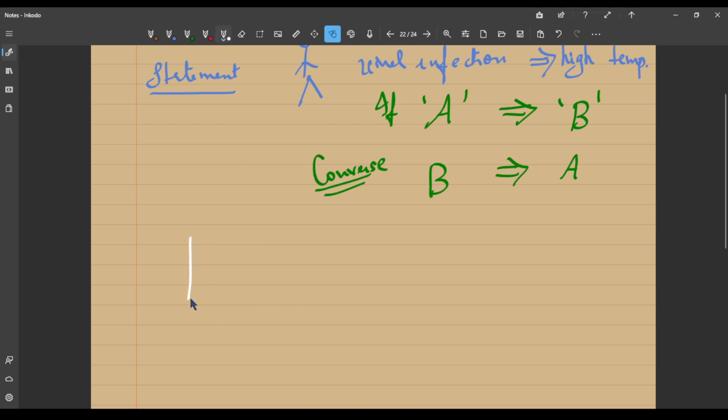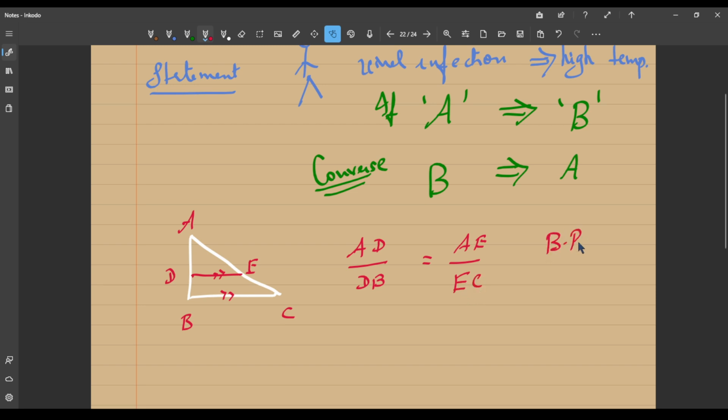So, let this be a triangle and let us draw a line parallel to one of its sides. So, the triangle is ABC and we have drawn DE in such a way that it is parallel to BC. Then the line divides both the sides in the same ratio. AD by DB is equal to AE by EC. We worked on this in the second video and this is called the Basic Proportionality Theorem.